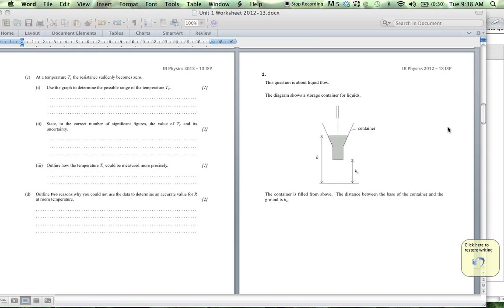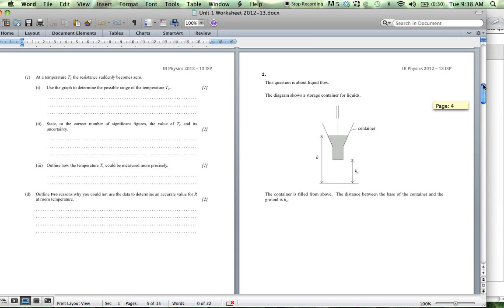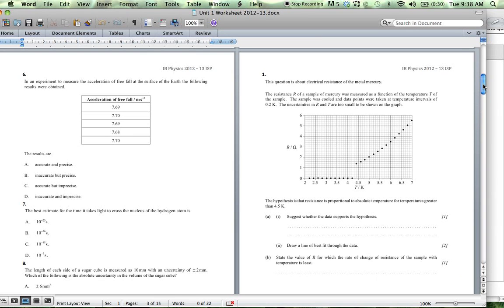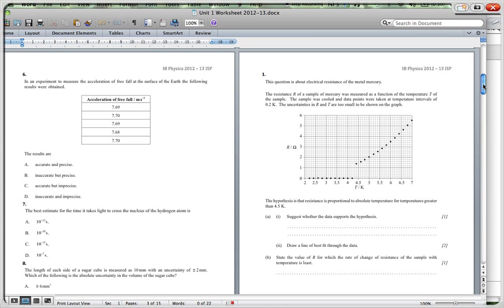You can keep your page open there, but I need to go back slightly here. There I am. So we want to use our graph to find a possible range. Now we can see that this value over here and this value over here. So the range would be from 4.2 to 4.4 Kelvin. If you have a look here, this is 1, 2, and this is just below is 1 below. Each small block is 0.1 of a Kelvin. So that would be your range.